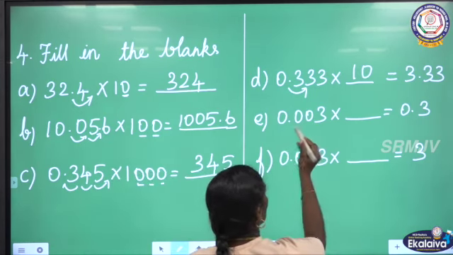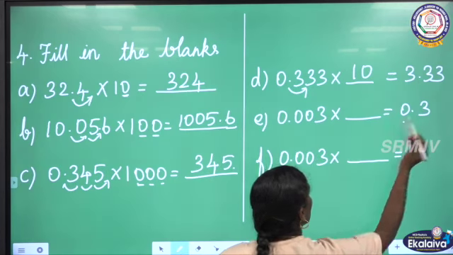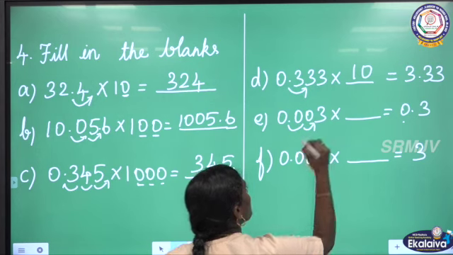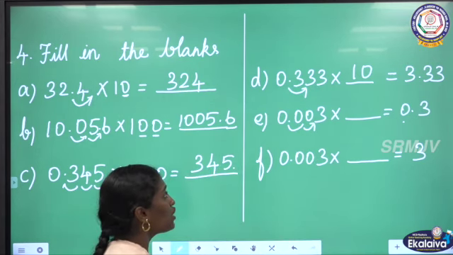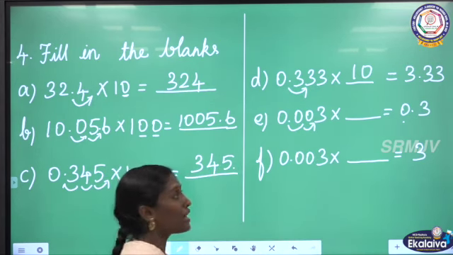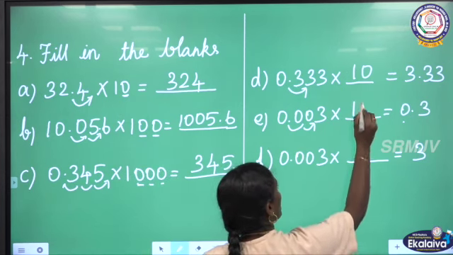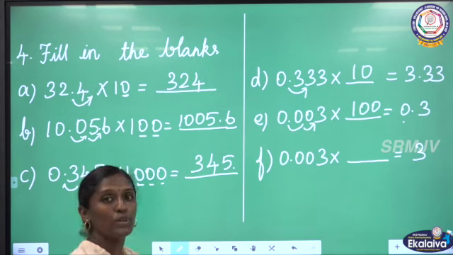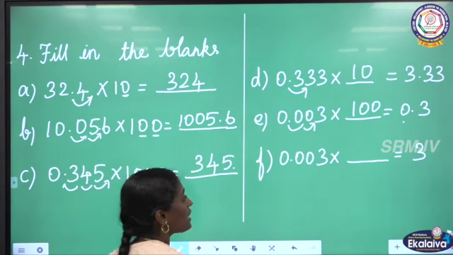See the second one, 0.003. Here the answer is 0.3. The decimal point moved 2 places to the right. 2 places means we have to multiply it by 100. While multiplying the number by 100, the decimal point will move 2 places to the right. So the answer is 100.